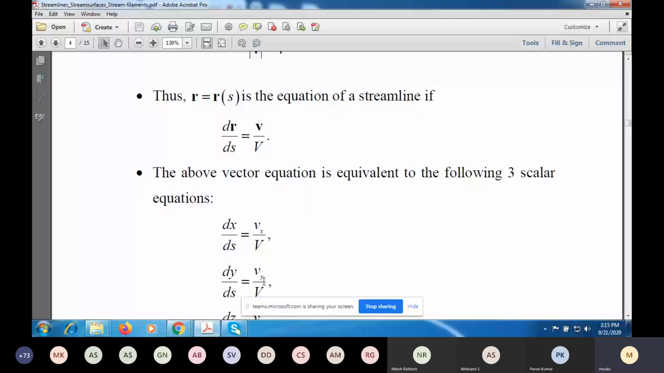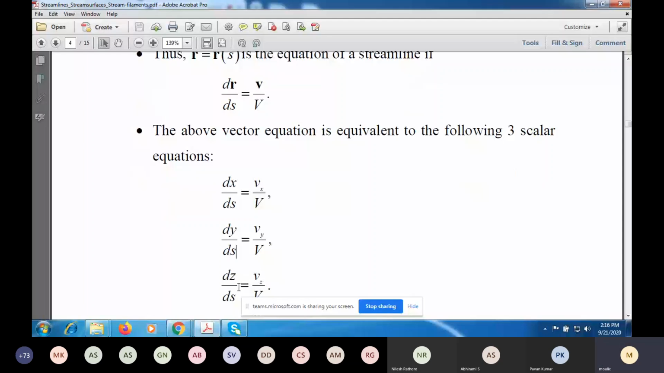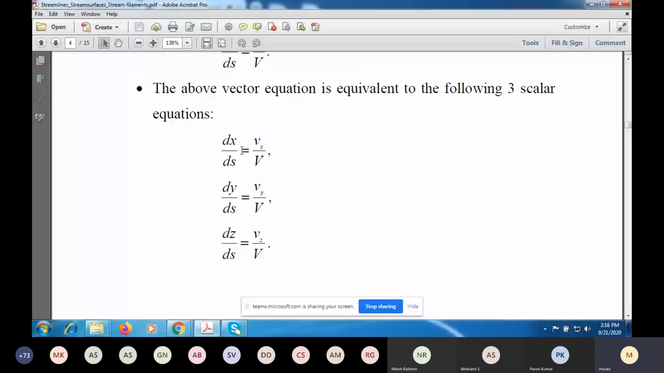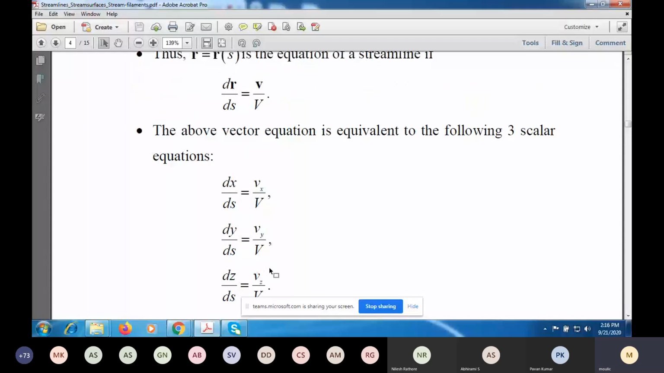If you compare these two scalar equations, on the left hand side it is d/ds of x, and on the right hand side you have V subscript x. So simply replace x by y and you get the second equation. Likewise, if it's a 3D case, you will have a third component. The z component of dr/ds is dz/ds, and the z component of the vector on the right hand side will be Vz by capital V. In all three equations, this denominator is the same, and that is the square root of Vx squared plus Vy squared plus Vz squared.